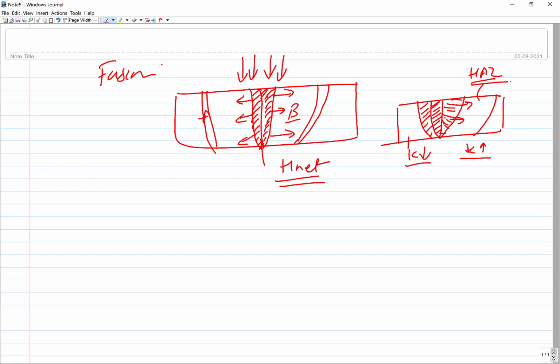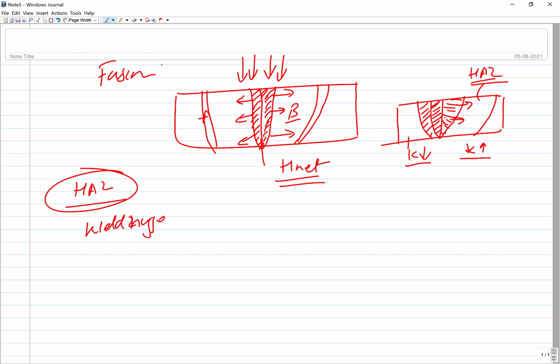Okay, so in both cases, deformation based joining as well as fusion joining, the problem is mainly related to the HAZ, that is most important, and then also in the weld nugget zone.